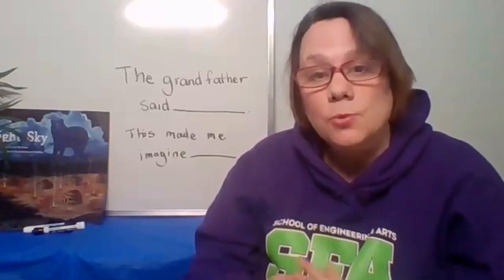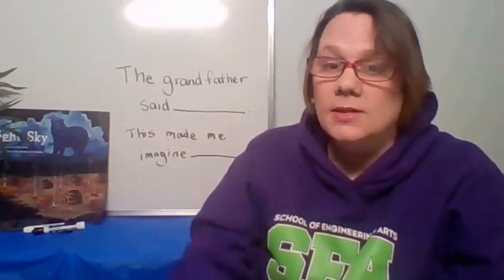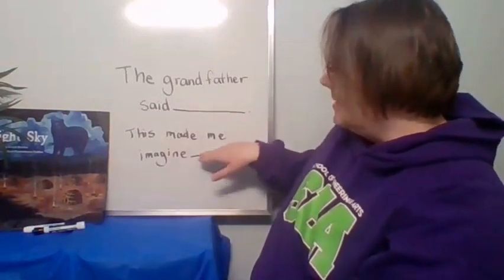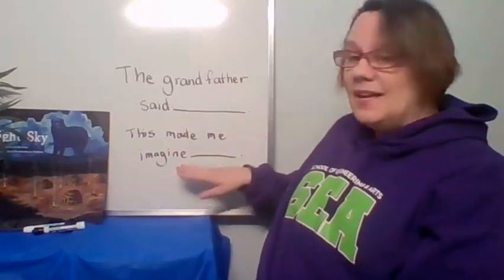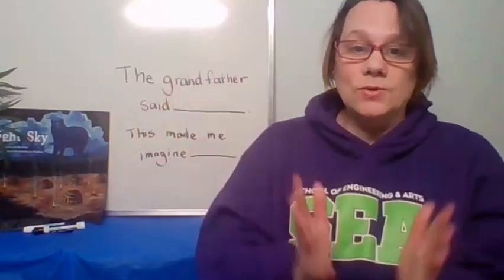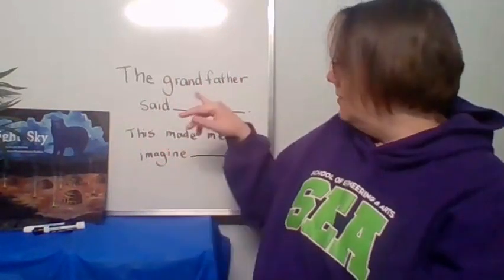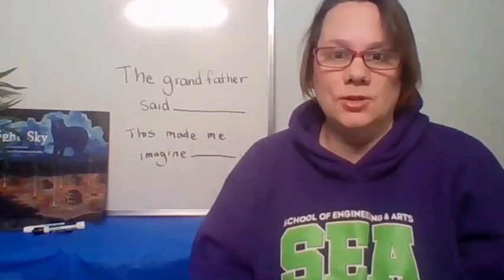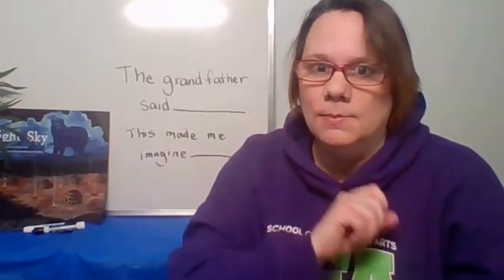Okay, first graders, we've been practicing making mental images in our head when we read. And you just practiced taking what the grandfather said, and this made me imagine. Now you think about what the grandfather said and what it made you imagine, and either go tell someone in your house or go to Seesaw and write or tell us what your grandfather said and what it made you imagine. And that's when you are making a mental image, telling us what you imagined.